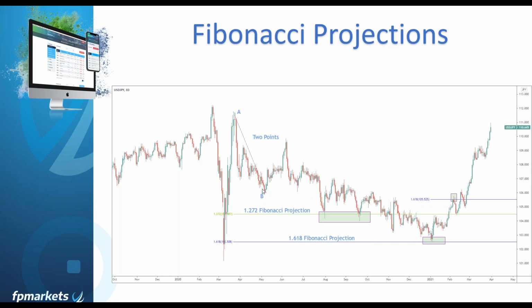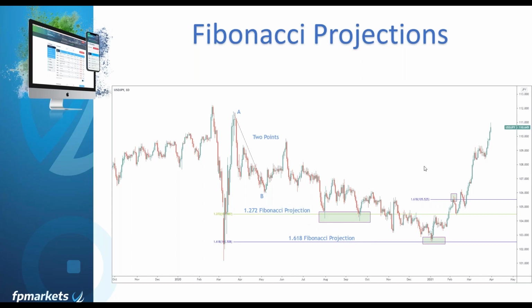Of course, although this is a cherry-picked example, it clearly shows the arrangement required to form a fib projection. So to draw this, we start at point A and extend the fib extension tool to point B, and then we drag the fib tool back to point A, and this will provide you your projection points as shown on the chart.